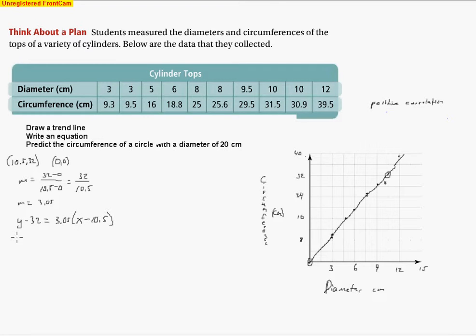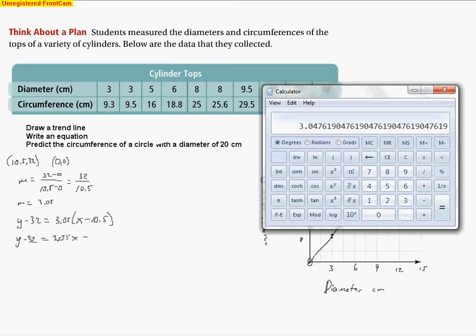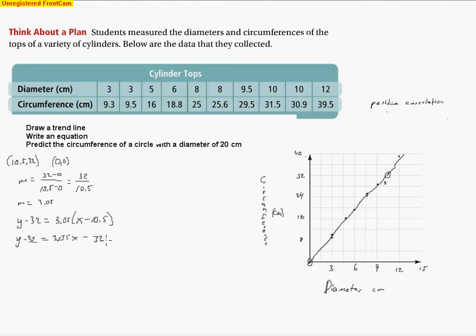So I go ahead and distribute. So 3.05x, and then over here I'm going to have minus. Now let's go ahead and multiply that out. So times, again I changed that just to 3.05, times 10.5, and that gives me 32.025. So 32.025. So I go ahead and add the 32.